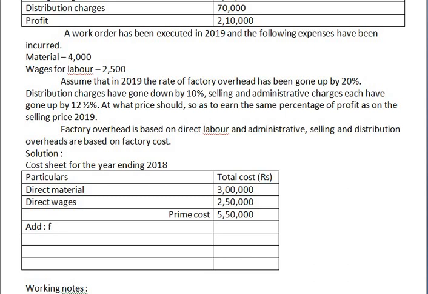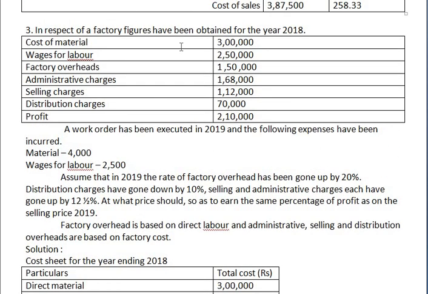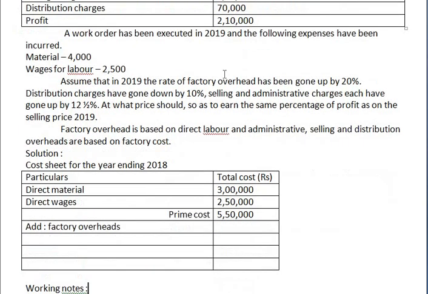Next, add factory overheads. What information is given? Just go through the problem. Factory overheads is already given, that is 1,50,000. Is anything else related to factory overheads given? No. So this is called works cost. Make a total. This total is 7 lakhs.